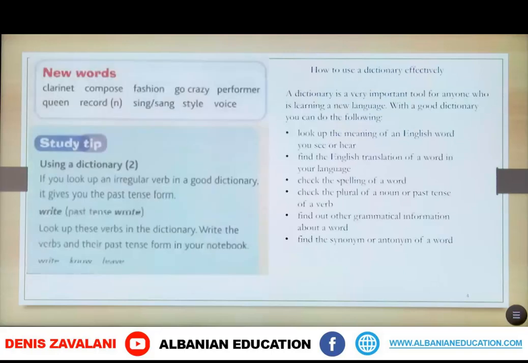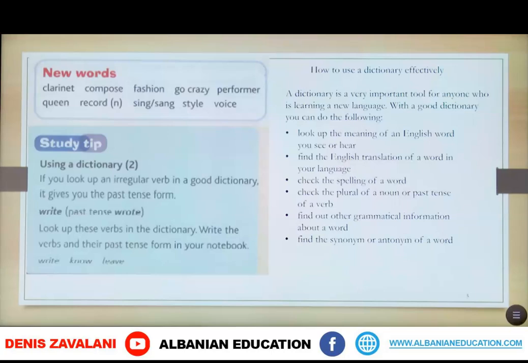Okay, usually when you read a text which is new for you, of course you always look the words up in the dictionary. When you want to find the meaning of a word, of course, you look it up in the dictionary. Nowadays, you can also look it up in Google Translate because maybe it's easier for you. So when you use a dictionary, first you look up an irregular verb, for example, in a good dictionary. It gives you the past tense form too. So you can see the base form and also the past tense of that verb.